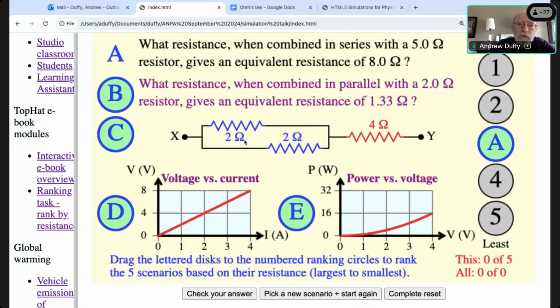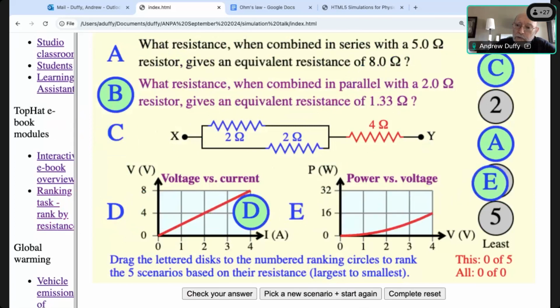Okay, 2 and 2 in parallel, that's 1, 1 and 4. Oh, because this one's 5. Okay, between X and Y, what's the resistance? That's 5, so I drag this one up to 5. Okay, 8 and 4, this one's 2, so 2 is the 4th highest, so that's there. What is this one? I'm going to do V squared over R. So my power is 16, my V squared is 16. Power is V squared over R. I get 16 over something is 16, that has to be 1. So that is the least.